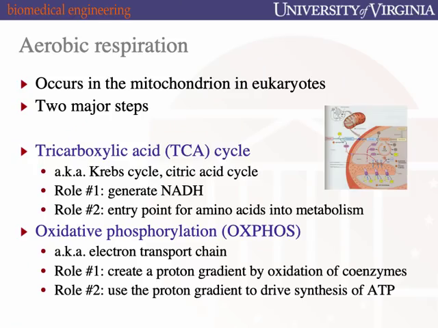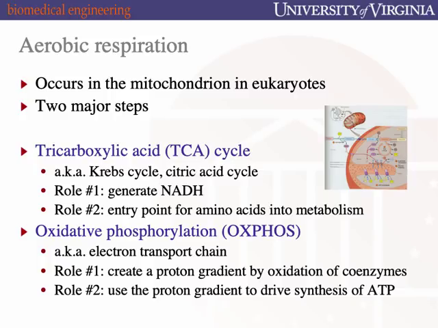Aerobic respiration. I already said it occurs in the mitochondria, and I already alluded to these two steps that occur in different suborganellar regions of the mitochondria. Now let's give them some names. The first step is, in fact, not a linear pathway like we sketched out for glycolysis. Instead, it's a circle or a cycle called the tricarboxylic acid cycle, or TCA cycle.